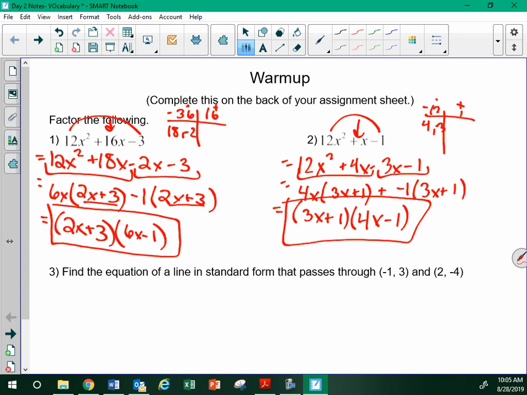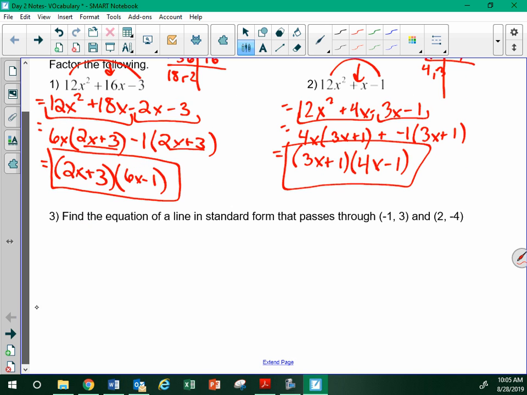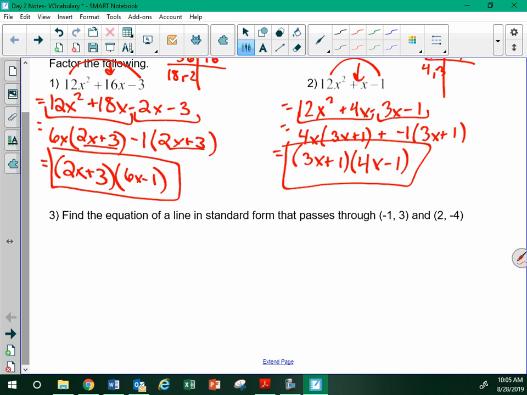All right, number 3. Find the equation of a line in standard form that passes through these points. All right, standard form. Who can tell me what the general format is for it? Correct. Ax plus By equals C. Very good. No, that's completely right.